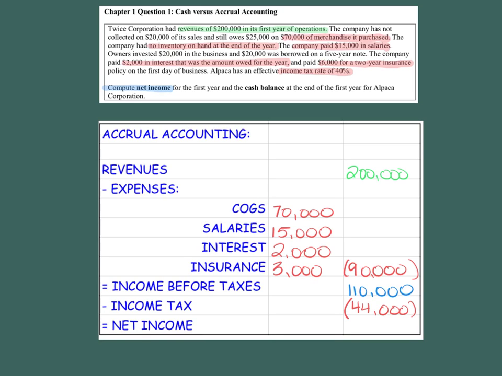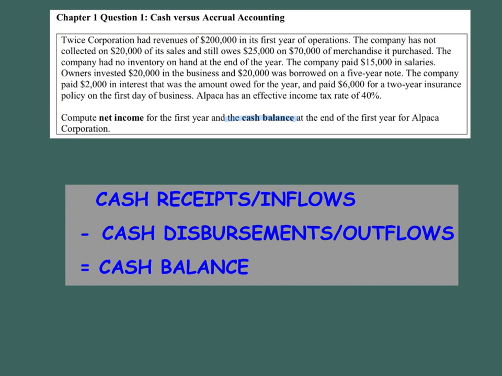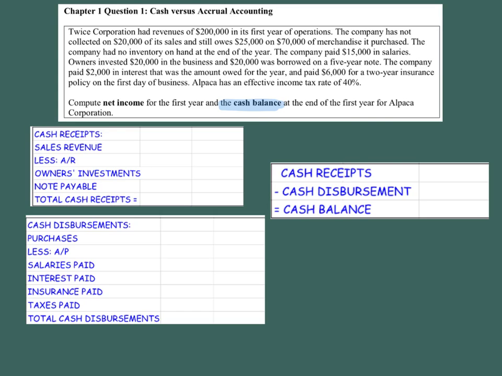And now if we subtract the $110,000 minus our $44,000, that will give us our net income of $66,000. Now that we have net income, we'll be solving for the cash balance through cash accounting, and I'll put that formula here, and that is the cash receipts or cash inflows minus cash disbursements or cash outflows, which equals our cash balance. Now let's go ahead and go through the problem and start by first finding our cash receipts.